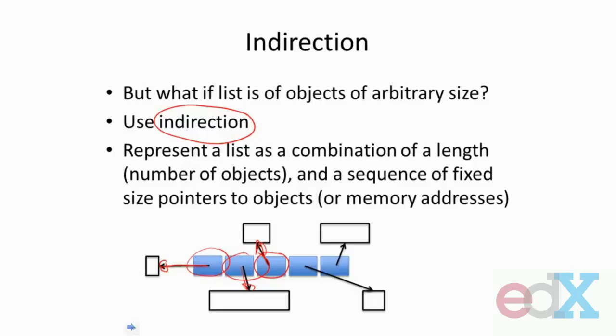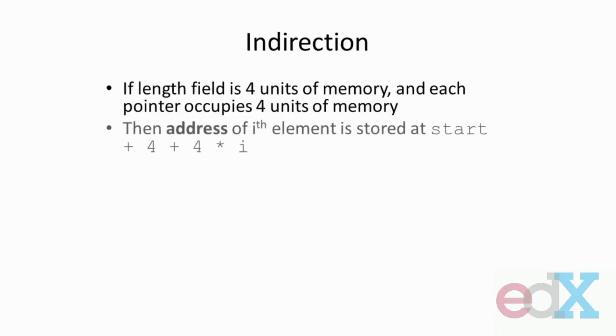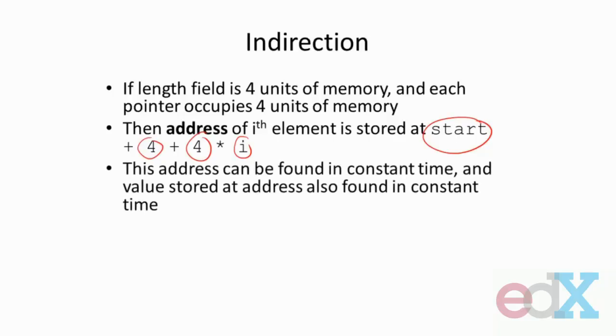Let's see why. If the length field is just 4 units of memory, in other words, I need 4 units of memory to tell me how long something is, and each pointer occupies 4 units of memory, so similar to before, then in fact, I can compute the address of the ith element very easily. I take start, which tells me the beginning point. I add in 4 to get past the thing that tells me how long the list is. And then, as before, I take i times 4 to tell me the location of the pointer to the memory. This address I can compute in constant time.